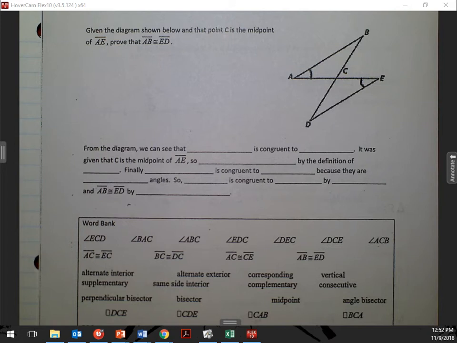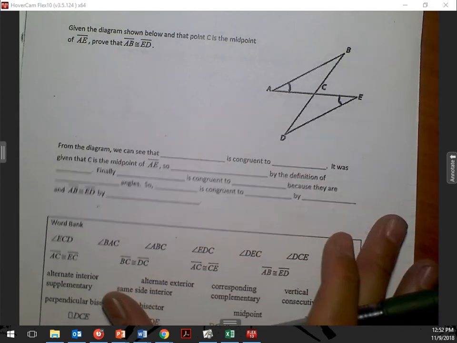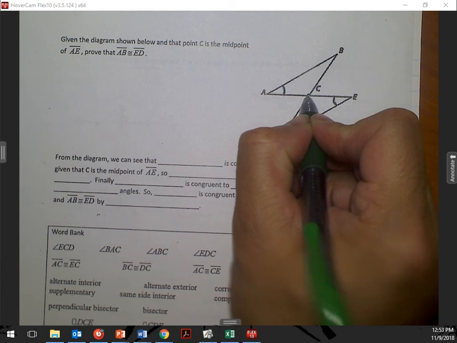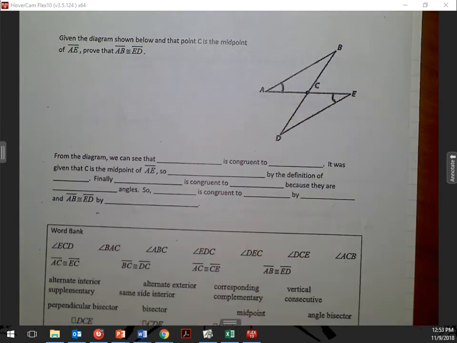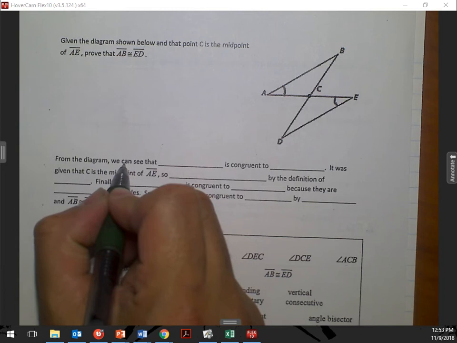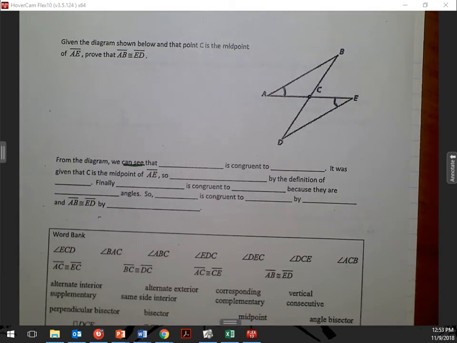So C is the midpoint of AE, okay? C is the midpoint of AE. Yes. So they're congruent. But I haven't got to that part yet. From the diagram, we could see. Now, this is one of the things that I keep pointing out. There's certain things that you need to see. This is one that you will see.